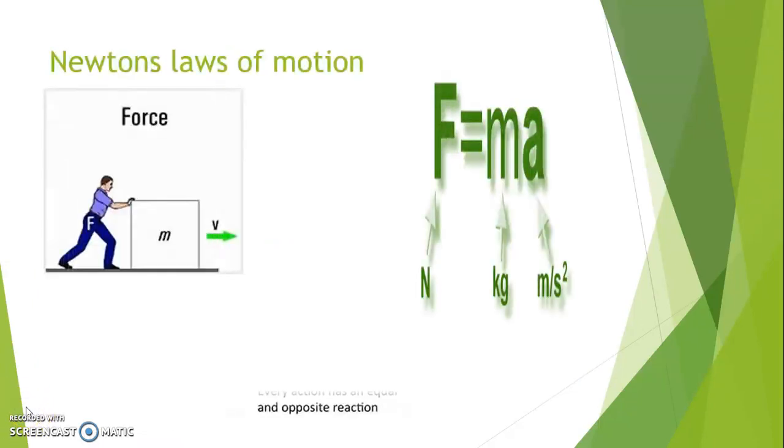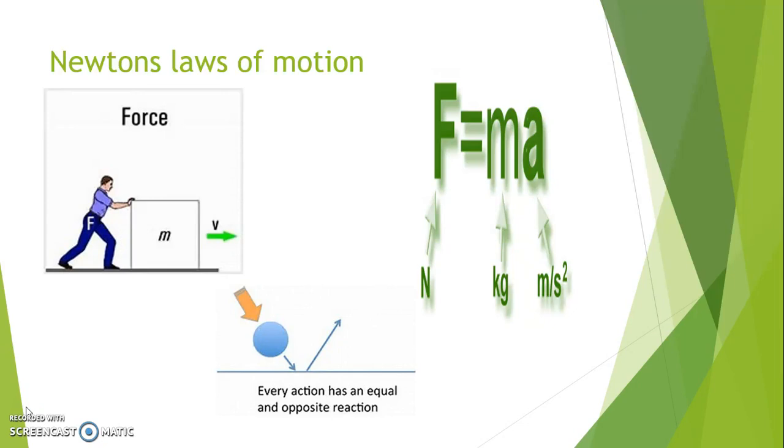So Newton's laws of motion. The first one is inertia, which is reluctance to change. Every body at rest or moving with a constant velocity in a straight line will continue in that state unless acted upon by an external force exerted upon it. So there can be a balanced force in a motion with zero net force.